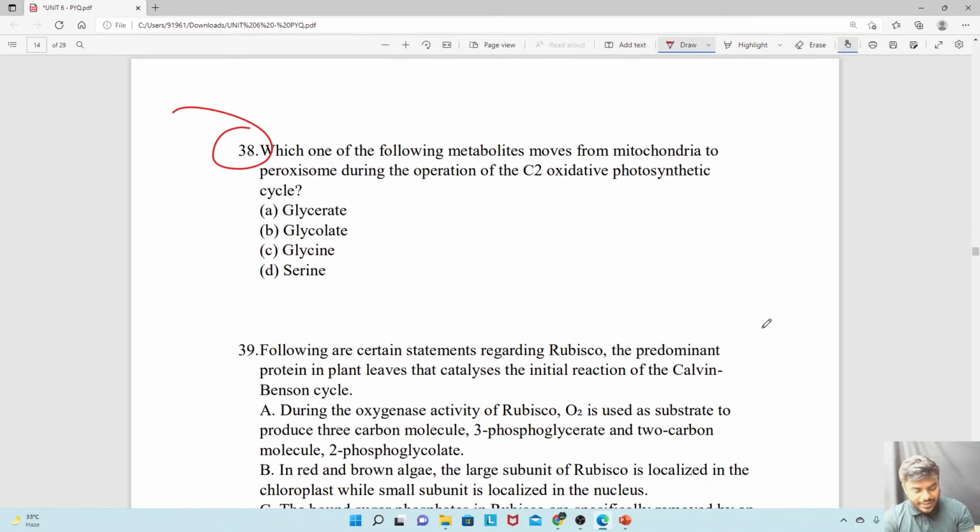Question number 38. Slowly, friends, think and answer. Don't get confused. They are asking, friends, look into the statement. They are asking mitochondria to peroxisome.